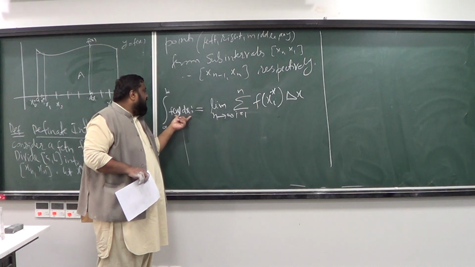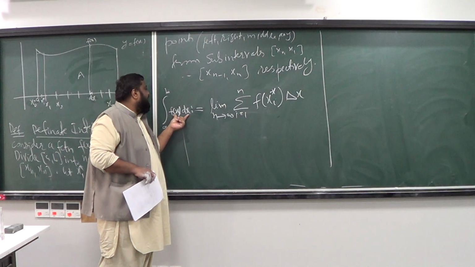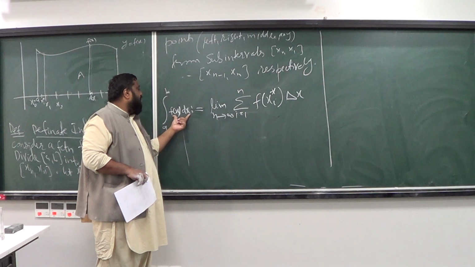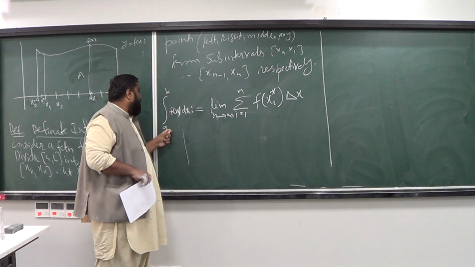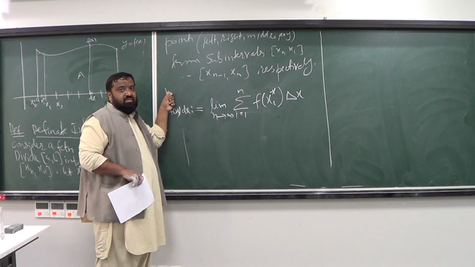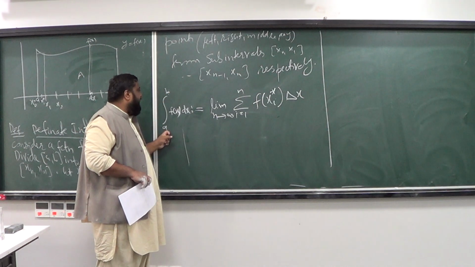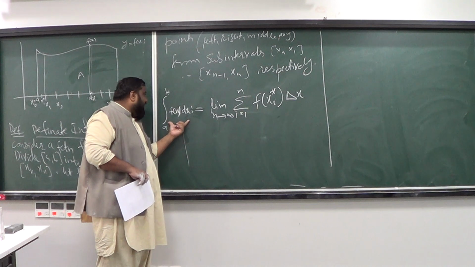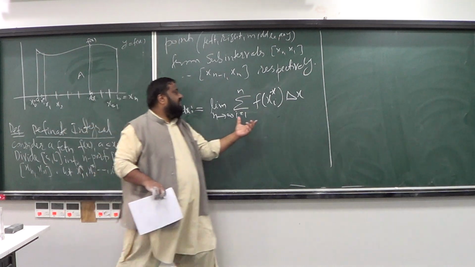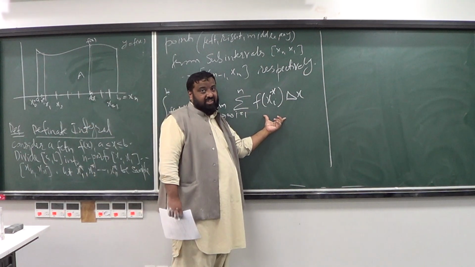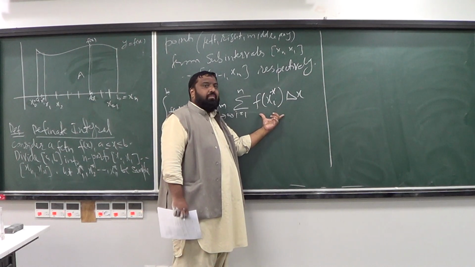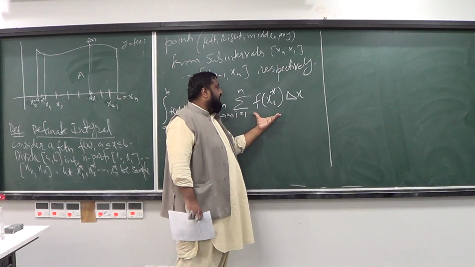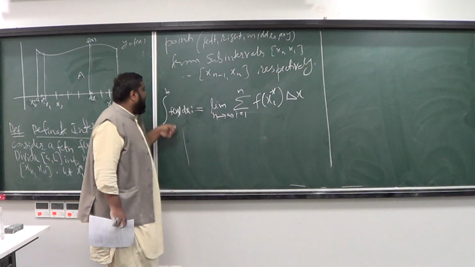And I am doing what? I am summing the areas of all such rectangles from A to B, from the end point A to B. And how can I calculate this area? This is the recipe of calculating it actually. So calculate this sum and take the limit as n goes to infinity. So you're going to get the value of this.